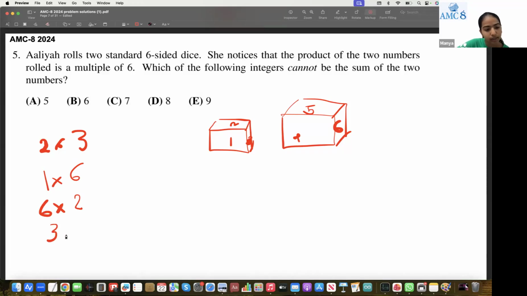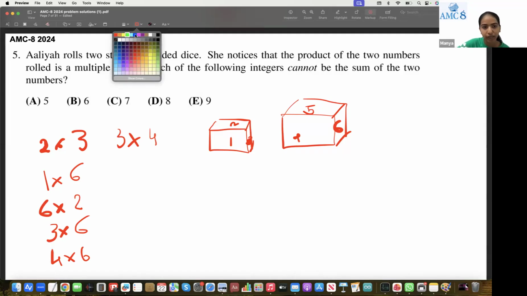3 times 6. 4 times 6. There can also be maybe 3 times 4. And there can be like 5 times 6, and there's many more. But now we just need to add these, and we need to check which of the following integers cannot be the sum. So 2 times 3.